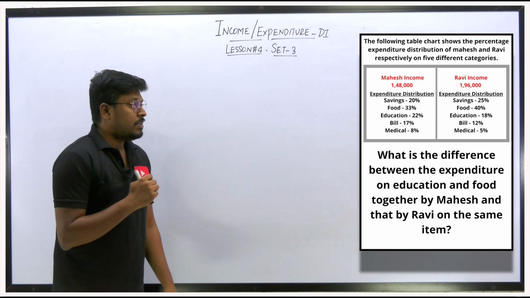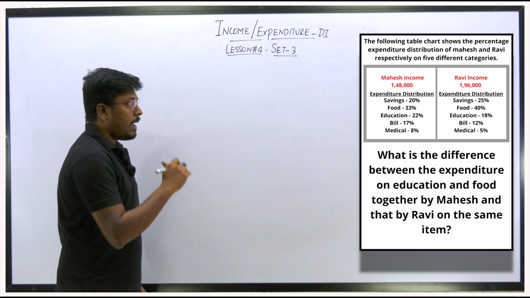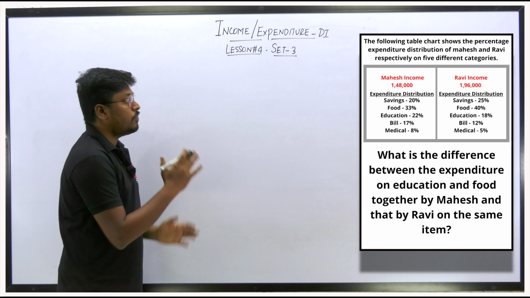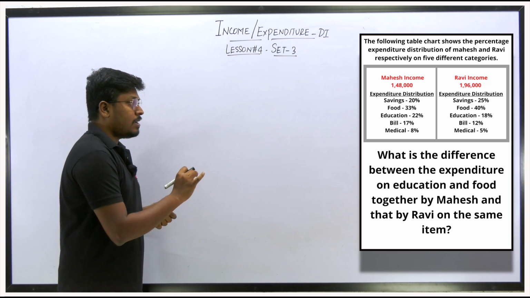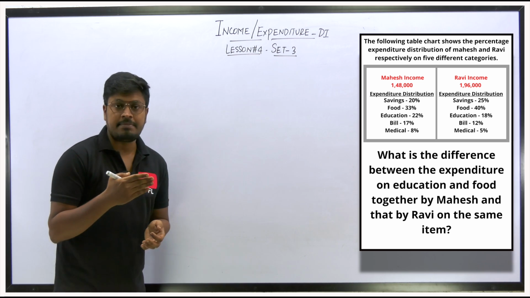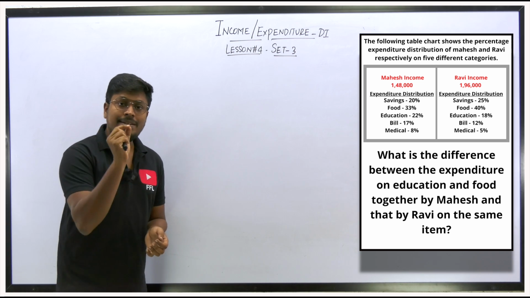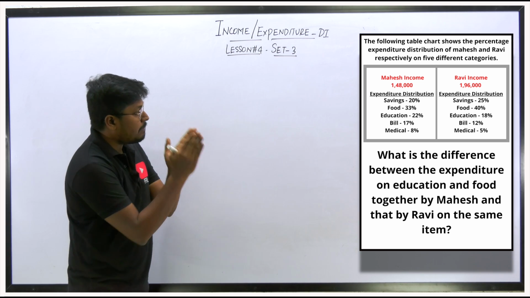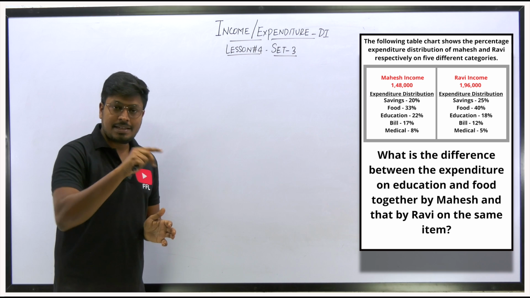Question number 1. What is the difference between the expenditure on education and food together by Mahesh and that of Ravi on the same items? Our target is to find the expenditure of Mahesh for the 2 items, that is education and food.